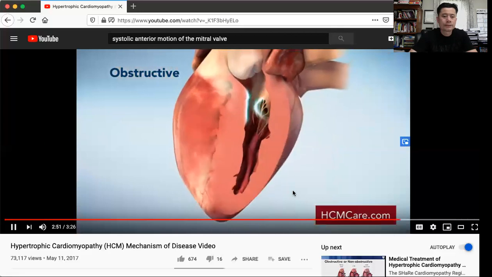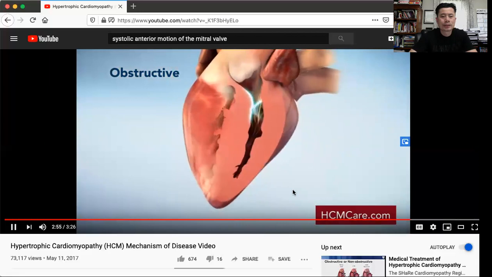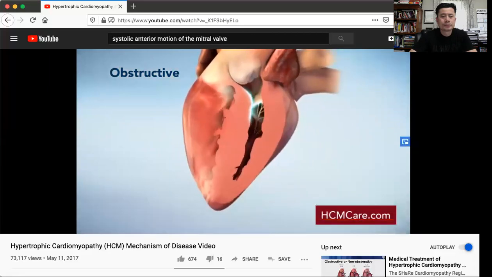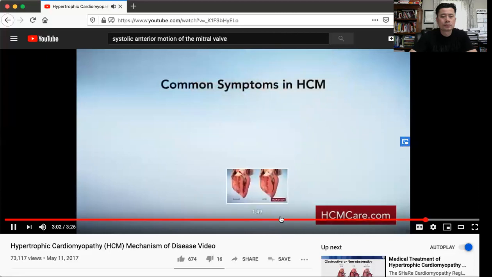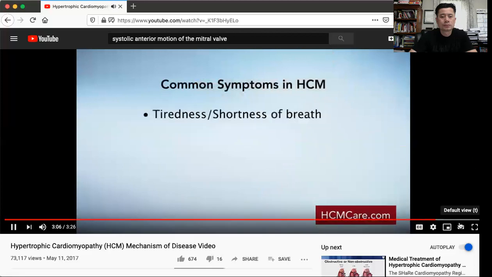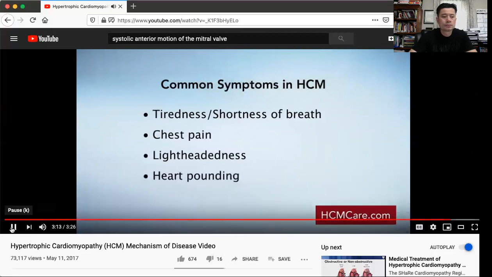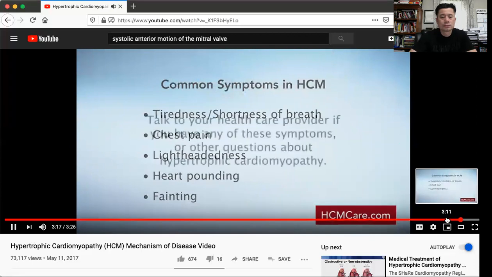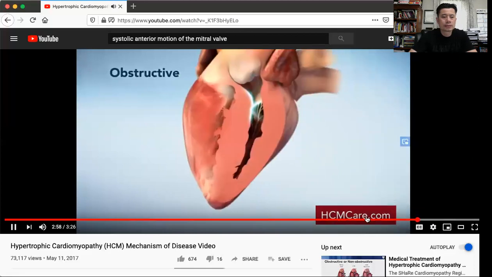A narrowed outflow tract means more pressure and heart work are needed to push blood out of your left ventricle to your body. This pressure difference is called gradient. Symptoms of hypertrophic cardiomyopathy, with or without obstruction, typically include tiredness and shortness of breath, chest pain, lightheadedness, heart pounding, or fainting.